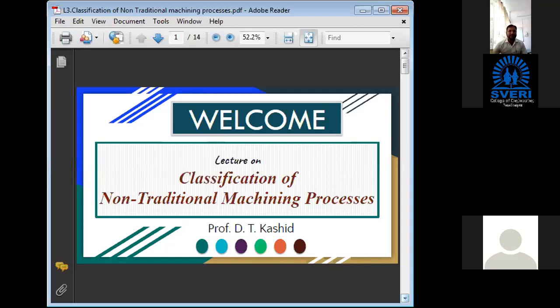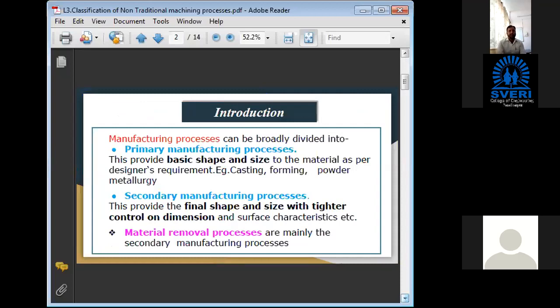Now let us discuss the introduction. This part I also discussed in the last lecture, but once again we'll discuss. Now, as we know, the manufacturing processes can be broadly divided into two parts. One is the primary manufacturing processes, and second is the secondary manufacturing processes. Now the primary manufacturing processes provide basic shape and size to the material as per the design requirement. Okay, what are the processes available?